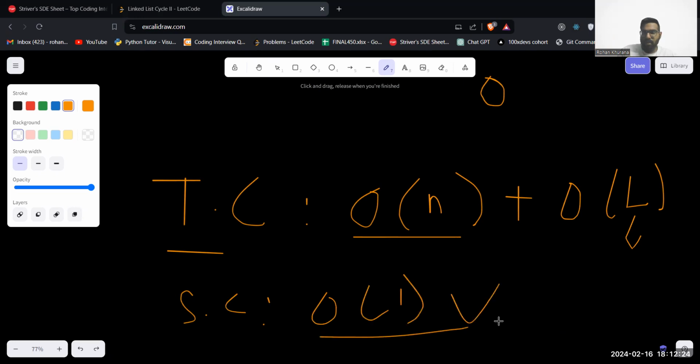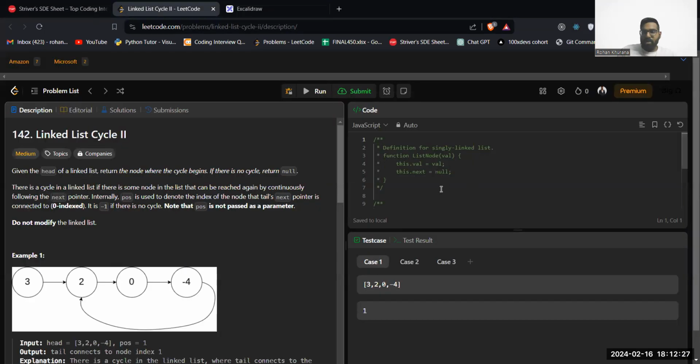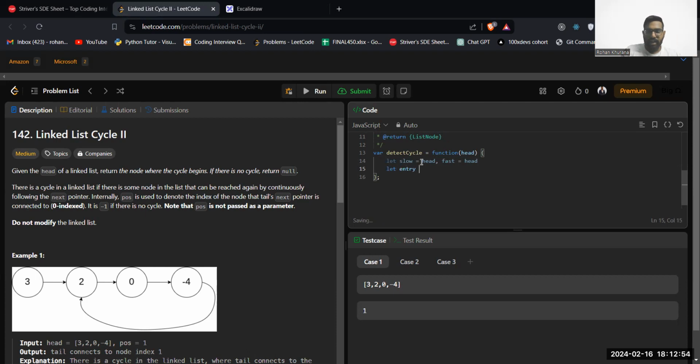Let's go and type down this code. I hope you understand. Detecting the cycle is fine, but how it moves only L distance, you will have to take a pen and paper to understand. Let's say slow is equal to head, fast is also at head. Let's take an entry point as well. Now I'll explain why I take an entry point, just not to move slow back to the head. That is why I've taken it.